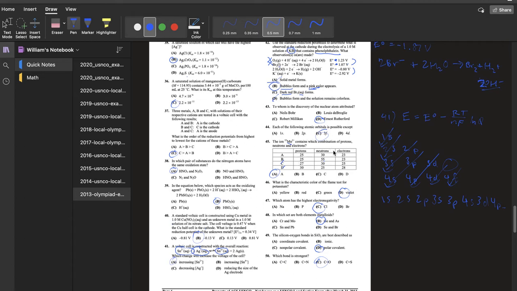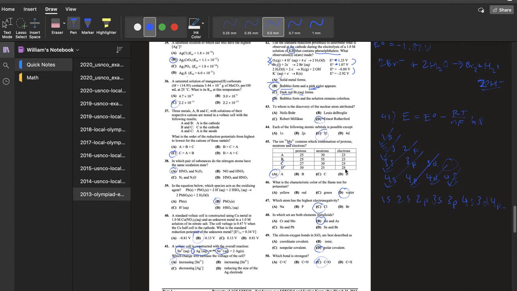46, I don't know why this is so far back in the test. Usually this is like questions 5 through 10. What is the flame test color for potassium? It's just violet. That's something you have to know. 47, which one has the highest electronegativity? As a general rule, going up and to the right on the periodic table, you'll have higher electronegativities. So F would be the most electronegative element.